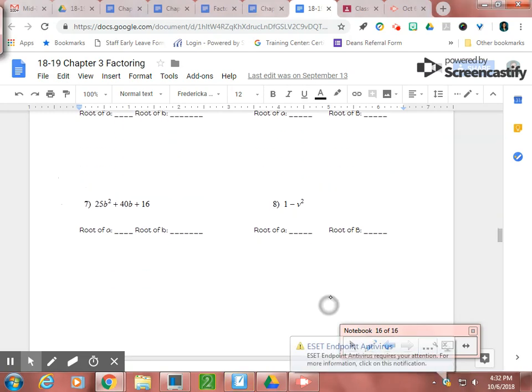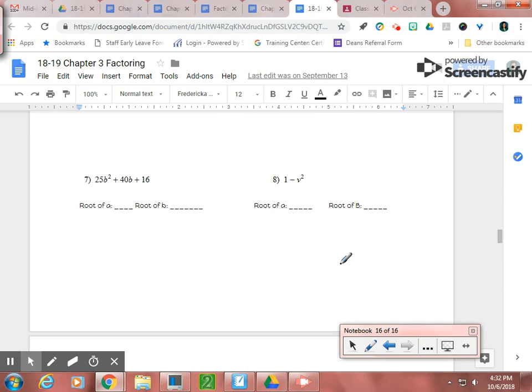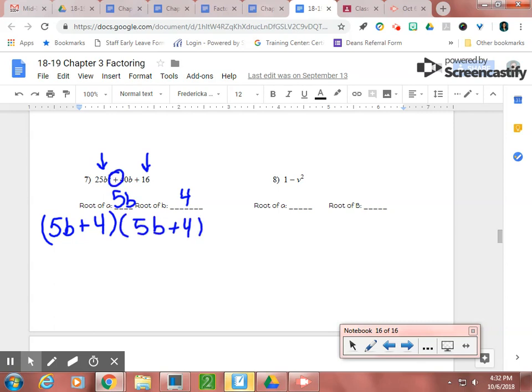Okay, then looking at our last two. So this one has three parts to it. So we know that it's going to be one of the sums. But what you're looking at is the first and the last. So the root of 25b squared is going to be 5b. The root of 16 is 4. So I have 5b plus 4 and 5b plus 4. And how do I know it's plus? Because that's a plus sign. Because I need it to add up to a positive 40. So this would be 20b, and this would be 20b. I need it to be positive. So when I write my final answer, because there's two of them, when there's two of something, that always means it's squared.